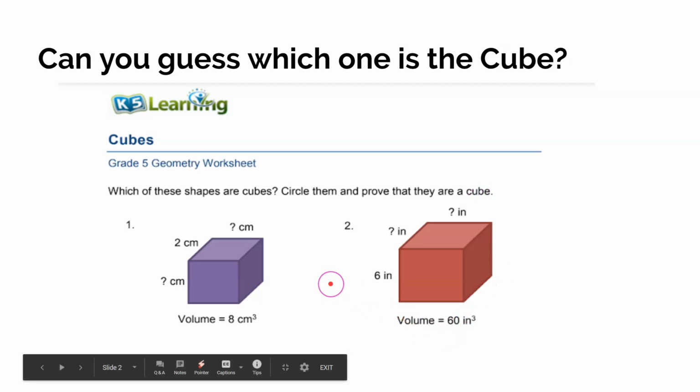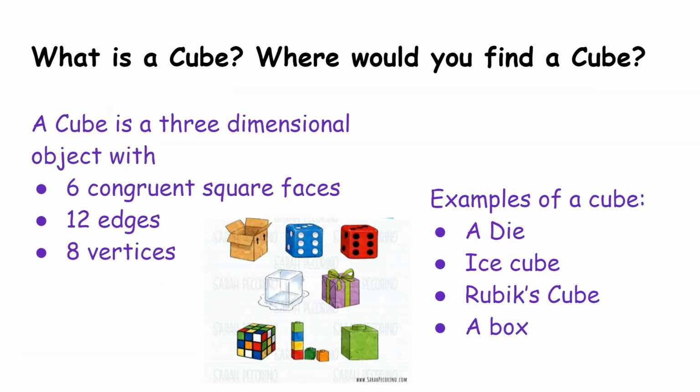Now let's look a little closely at these cubes, because when we see here the word volume, we have to focus on the math involved to discover which one really is the cube based on volume. So what is a cube? Where would you find a cube? A cube is a three-dimensional object with 6 congruent square faces, 12 edges, and 8 vertices.